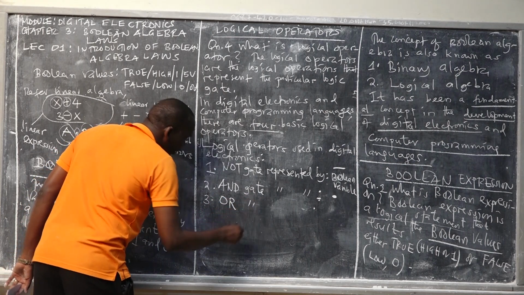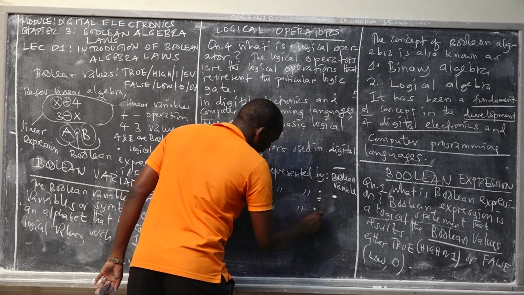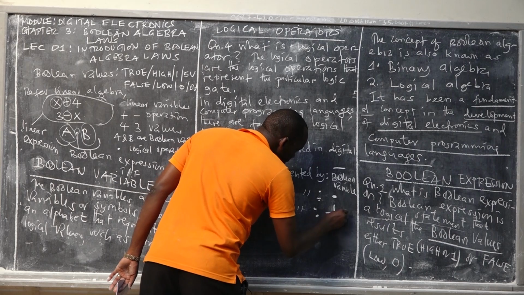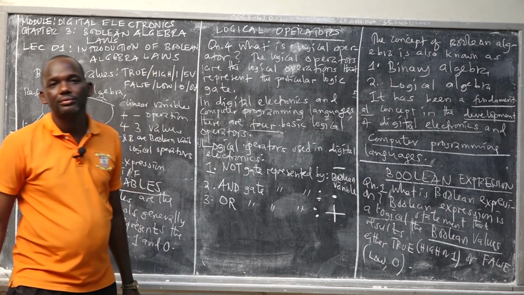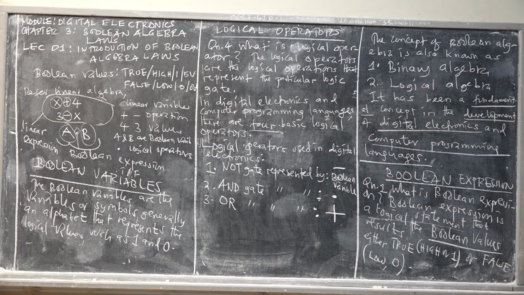Then the OR gate is represented by this logical operator, which is plus. In digital electronics, that sign of plus is not a plus. That is the OR gate. Say OR gate. And that dot is not a full stop. That is the AND gate.